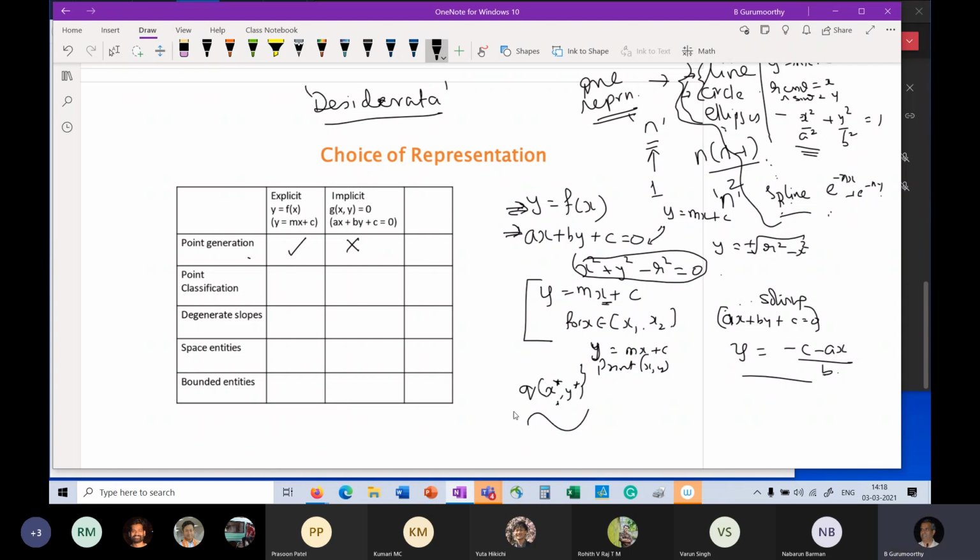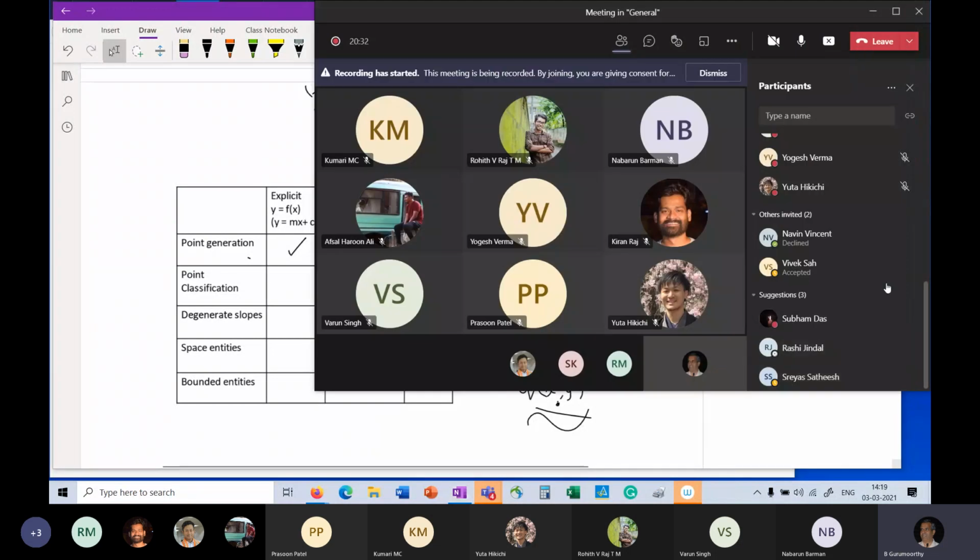Which one of these two representations would you prefer to answer this question, whether q is on the line or not? Again, you can do a voice vote, as they say, or you can do a show of hands. Which of these would you prefer? Yes? Implicit can be taken. Implicit can be taken. Okay.